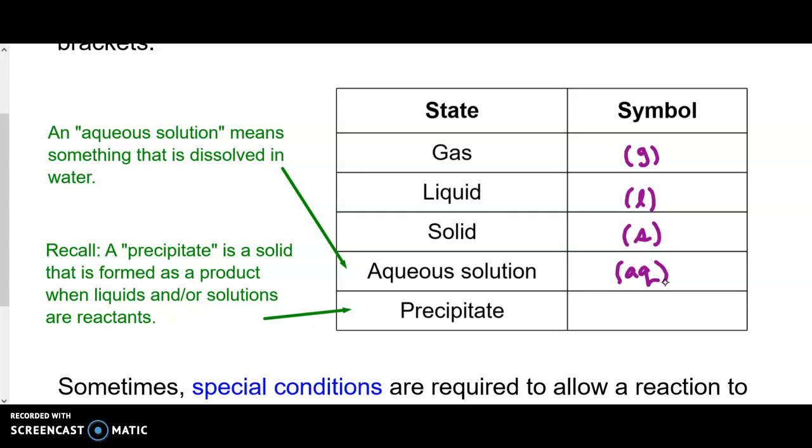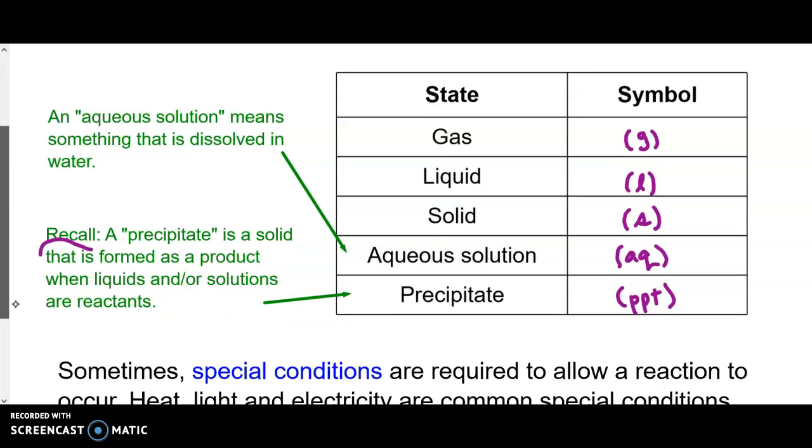Finally, when something is a precipitate, we use ppt to represent it. And remember, a precipitate is a solid that is formed as a product when liquids and/or solutions are reactants. So we're mixing liquids together, we're getting a solid, that's called a precipitate.